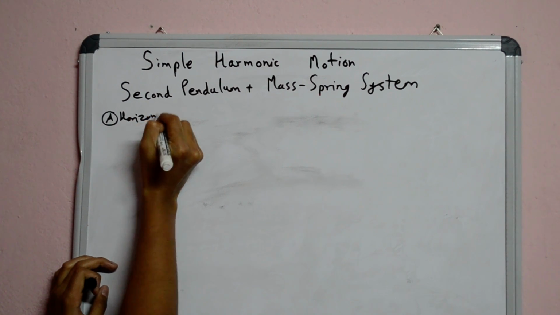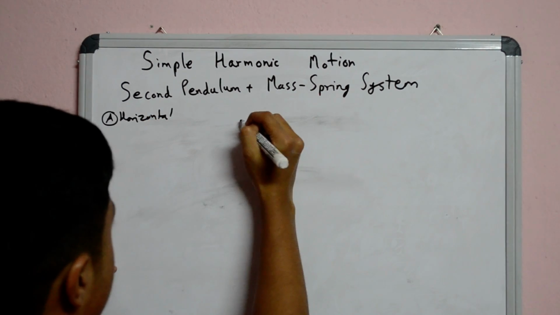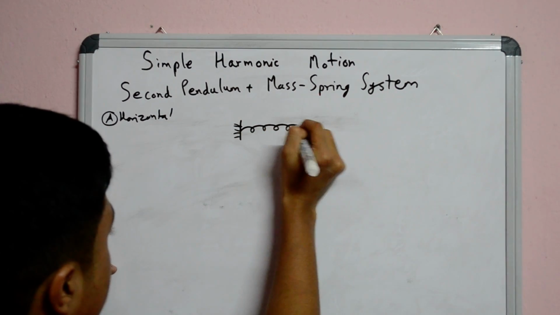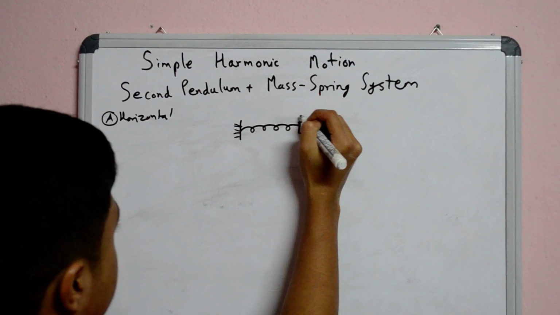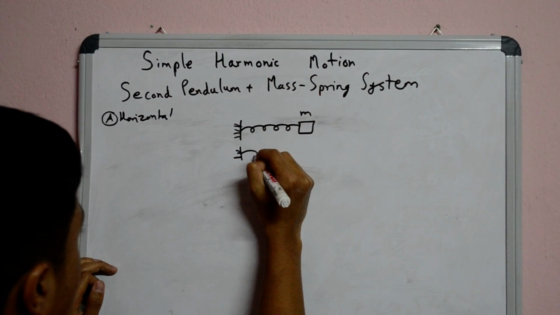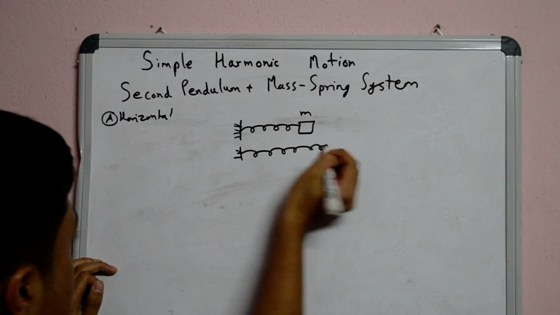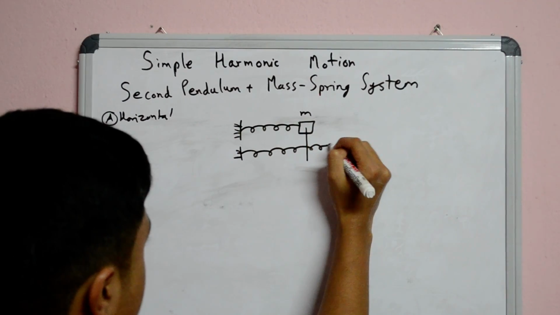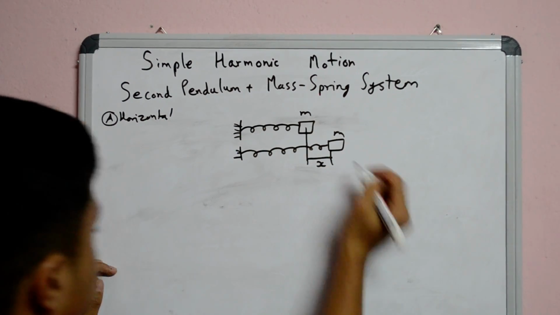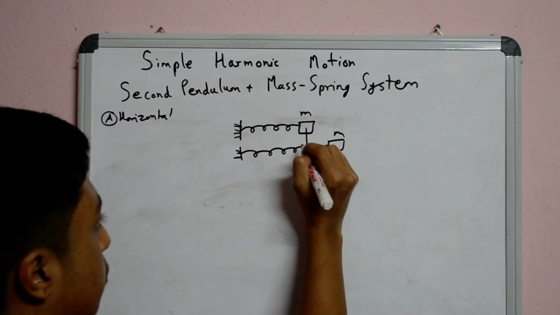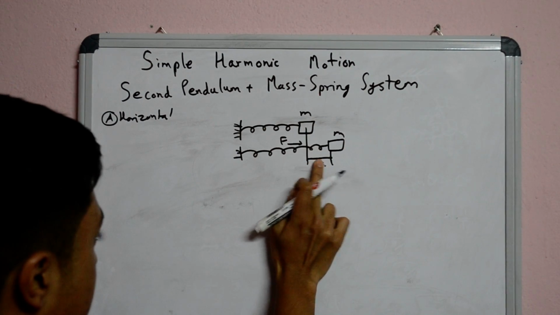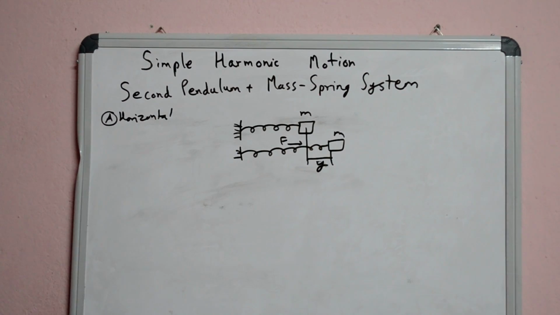Now here this is quite simple. Let's say you have a fixed end and you have a spring with a mass m attached to it, and let's say that you give it some force so that it displaces a distance of x, and here you have applied some force F. Now let's say the displacement is y.